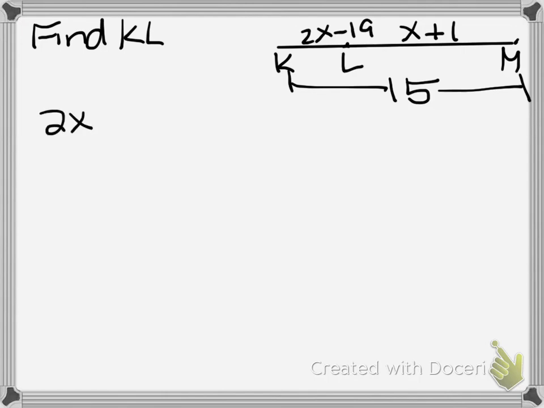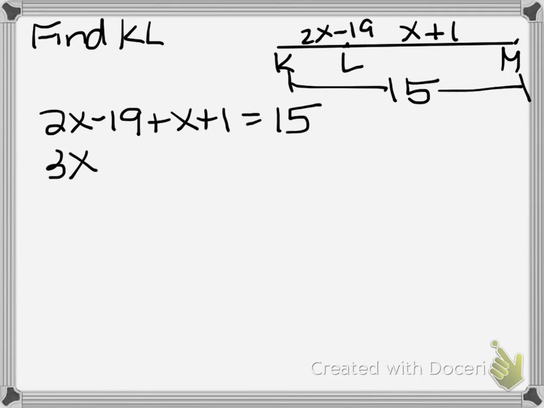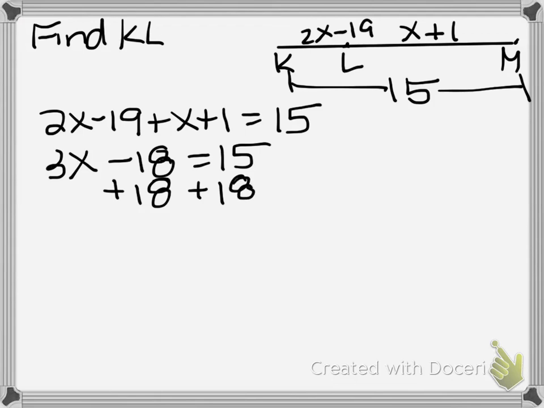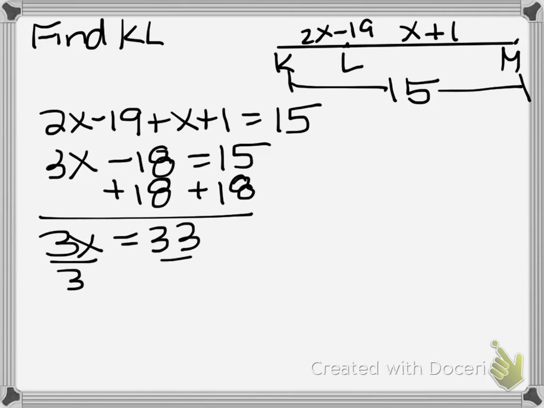So we have 2x minus 19 plus x plus 1 equals 15. Now we're going to put together our like terms. 3x, 2x plus x gives us 3x. Then we do negative 19 plus 1, which gives us negative 18. And then we add the 18 to both sides. We get 3x equals 33. We divide by 3, and our x equals 11.